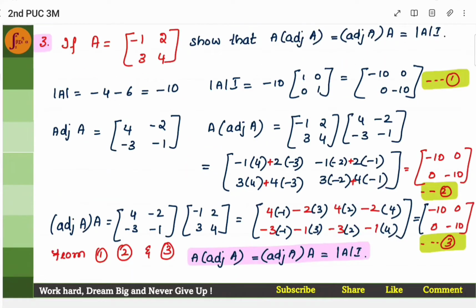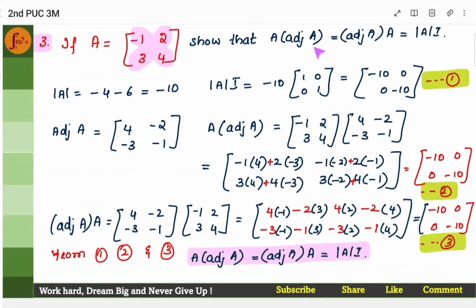So here's the third problem. In this problem, you'll have to find the adjoint of A, right? For adjoint of A, you have to swap the elements of this particular diagonal and change the signs of this diagonal. So minus 1, 4 will become 4 minus 1. And here in this diagonal, 2, 3, signs will reverse. So it's plus 2 here, it will become minus 2. Plus 3 will become minus 3. So this is how you find adjoint of 2 by 2 matrix.